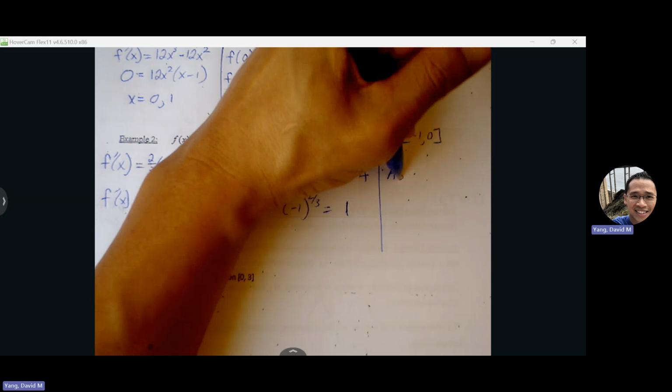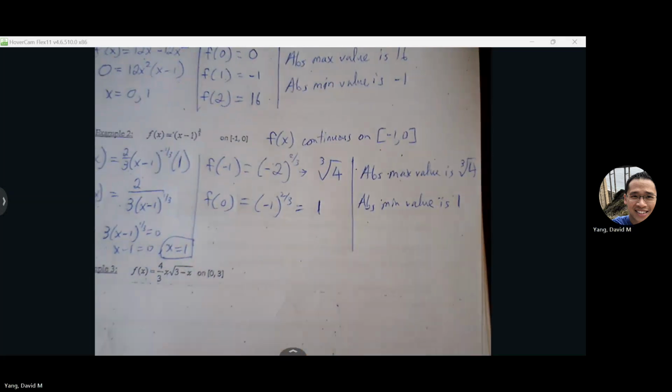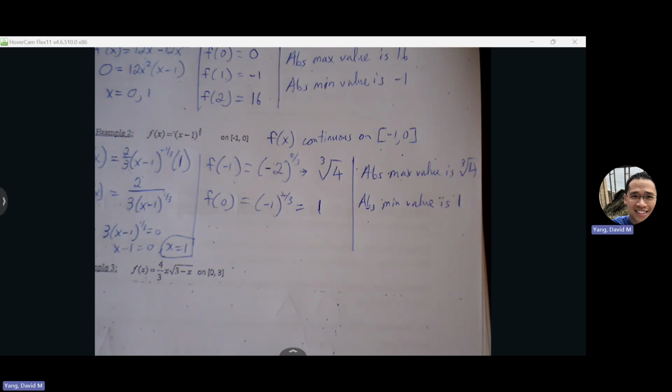So we're going to say the absolute max value is cube root of 4. The absolute minimum value is 1. So no mentions of x values, no ordered pair, just the y value. Okay, any questions?